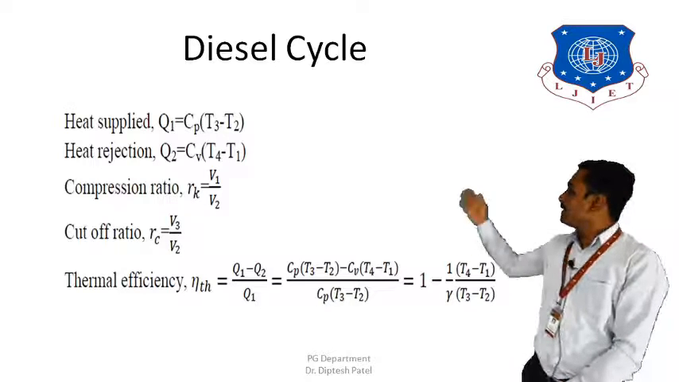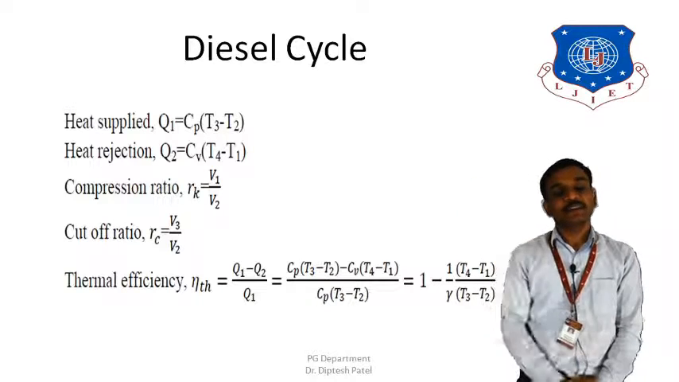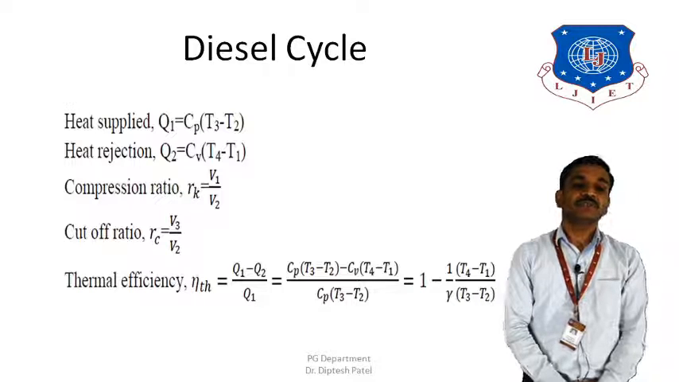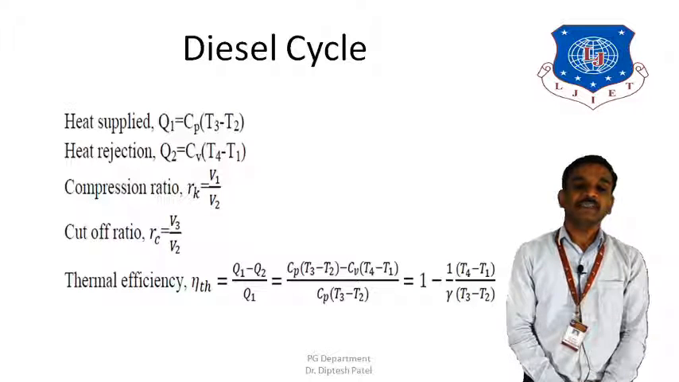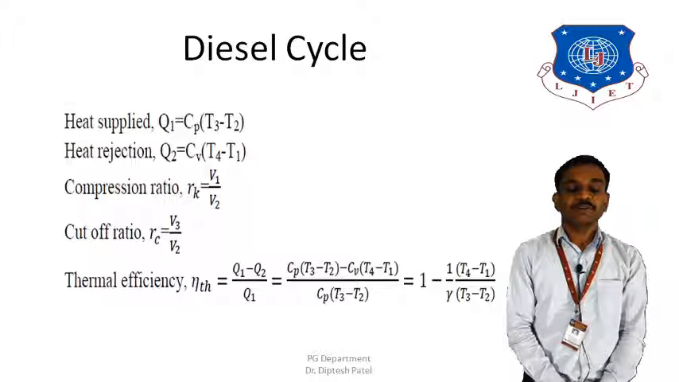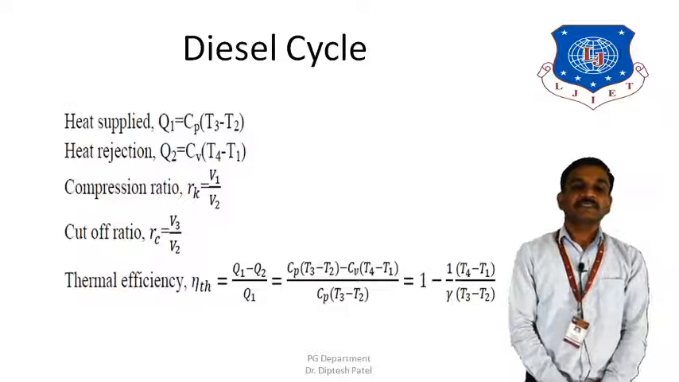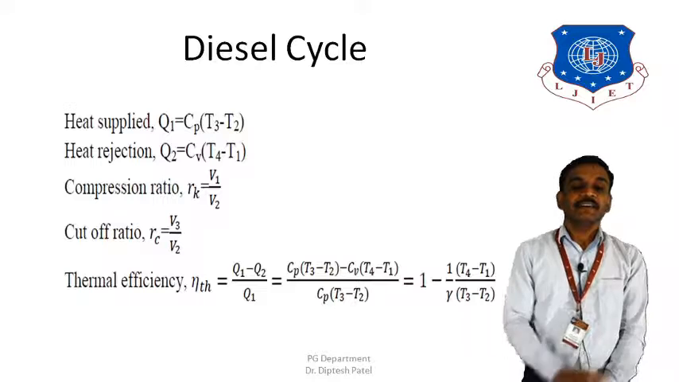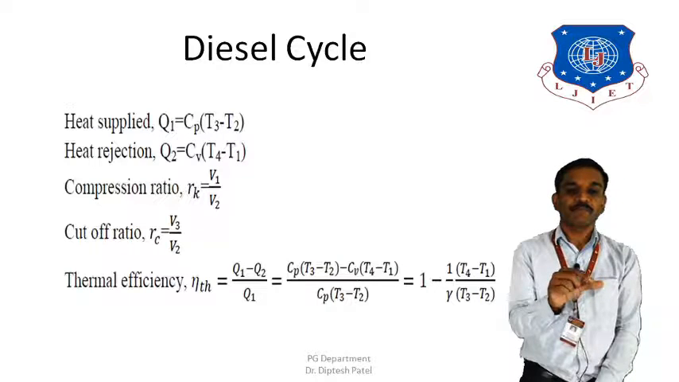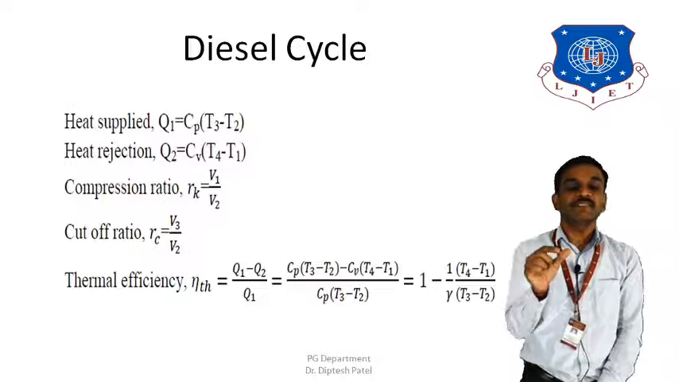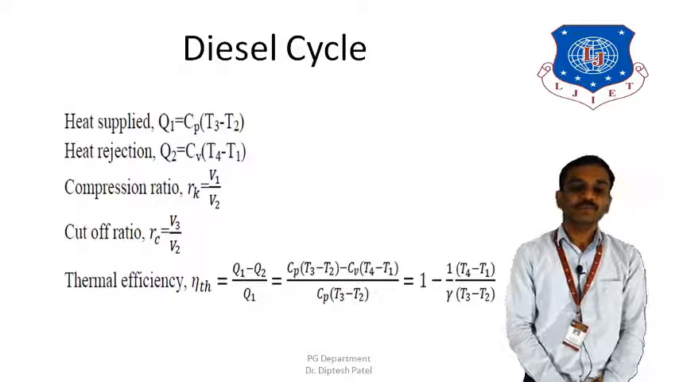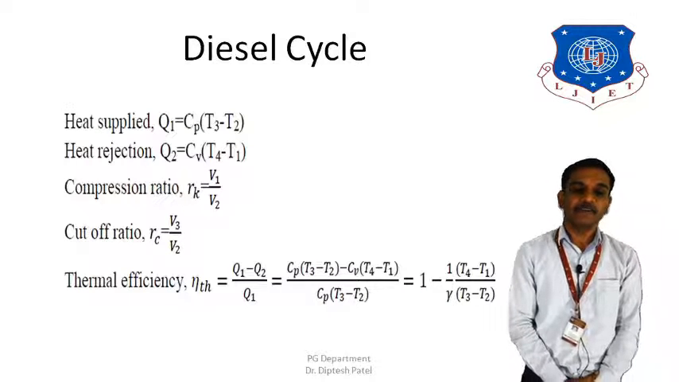So first of all, in diesel engine, heat supplied can be calculated between 2 to 3. So heat supplied is equal to Cp(T3 - T2). We are going to use the Cp because heat is added at constant pressure. Heat rejected is Cv(T4 - T1). Here the compression ratio would remain the same, Rk = V1/V2, while cutoff ratio Rc is taken between volume from 2 to 3. So it is the ratio of V3 to V2. That would be considered as the cutoff ratio.